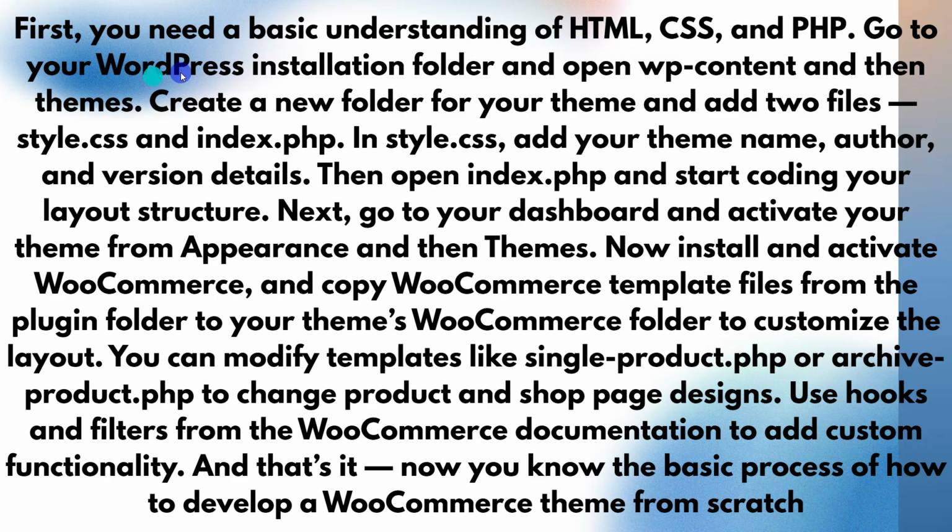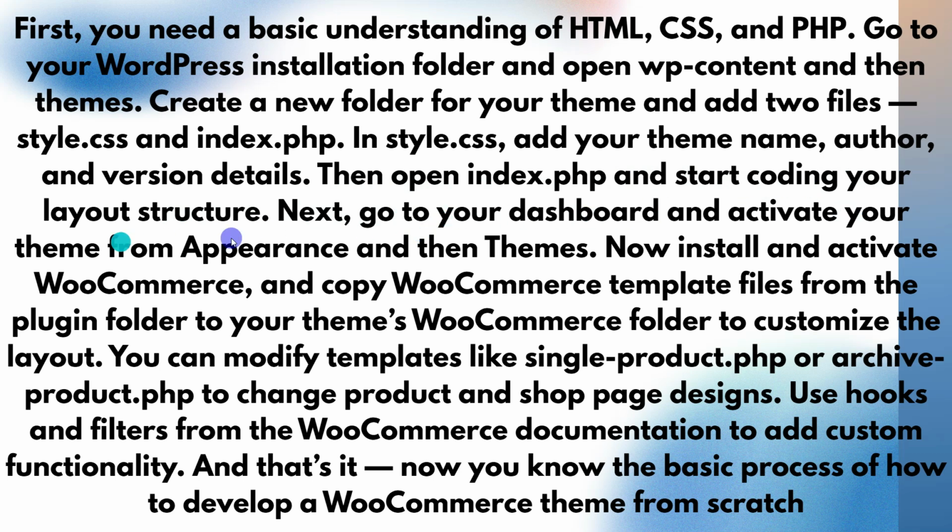Go to your WordPress installation folder and open wp-content, and then themes. Create a new folder for your theme and add two files, style.css and index.php. In style.css, add your theme name, author, and version details. Then open index.php and start coding your layout structure.